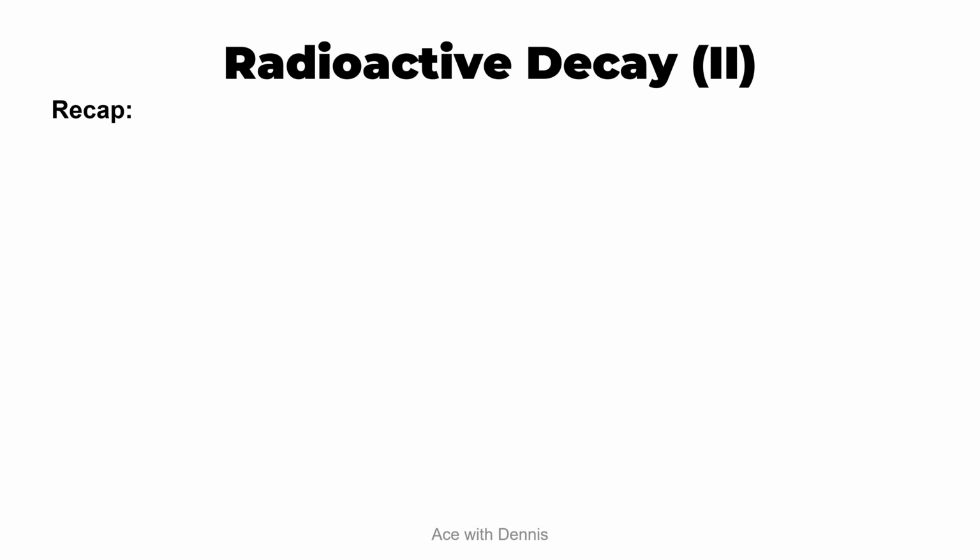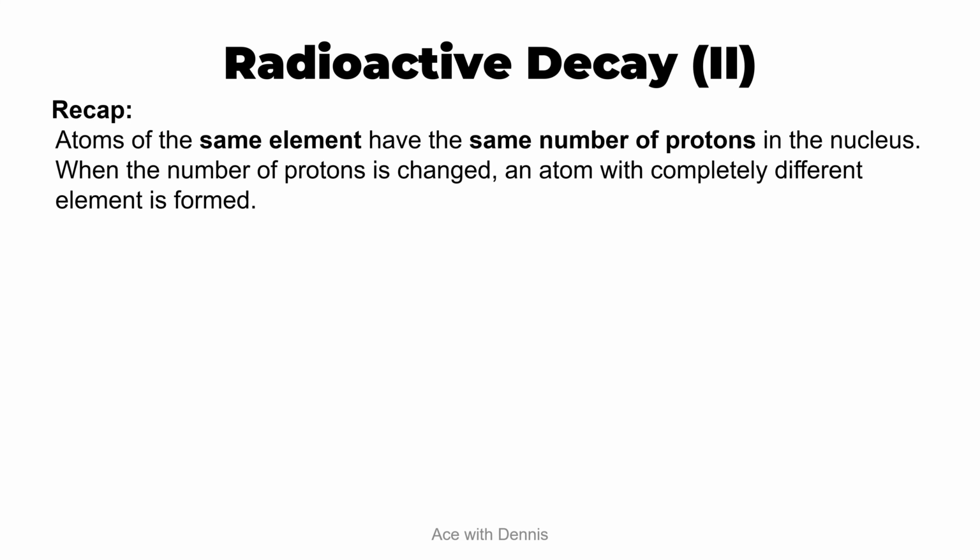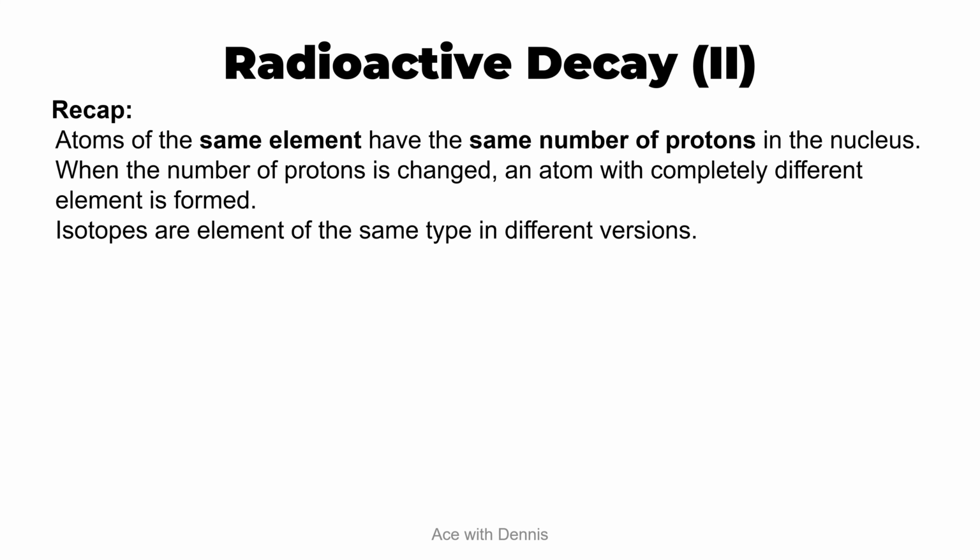Alright, now let's recap what we have learned so far. Atoms of the same element have the same number of protons in the nucleus. When the number of protons is changed, an atom of a completely different element is formed. Isotopes are elements of the same type in different versions.